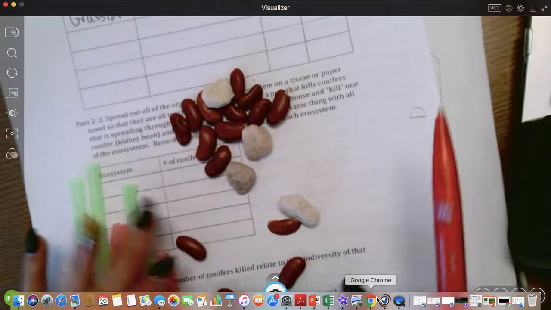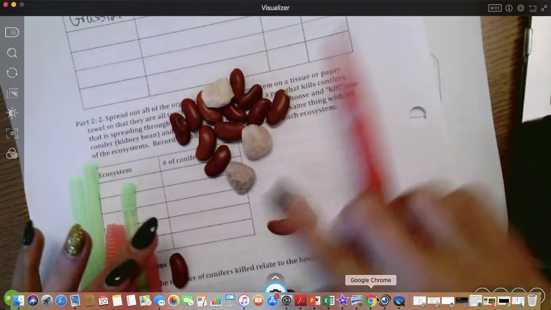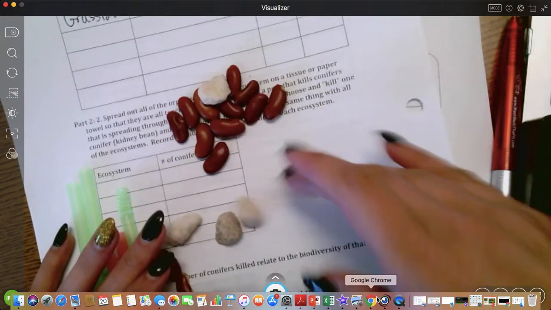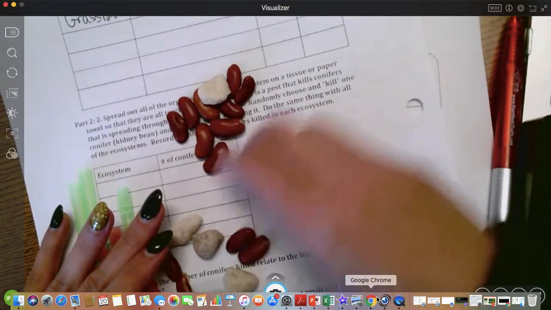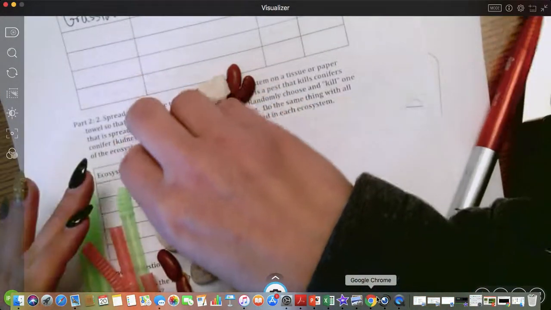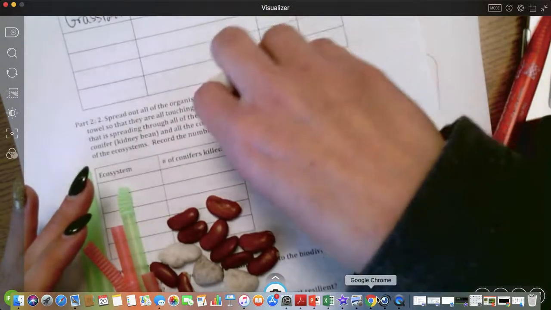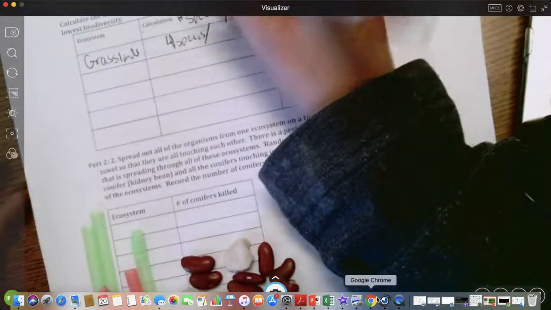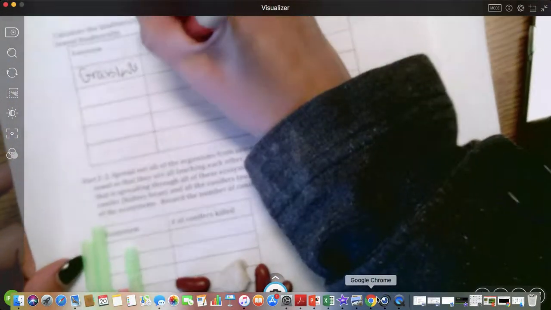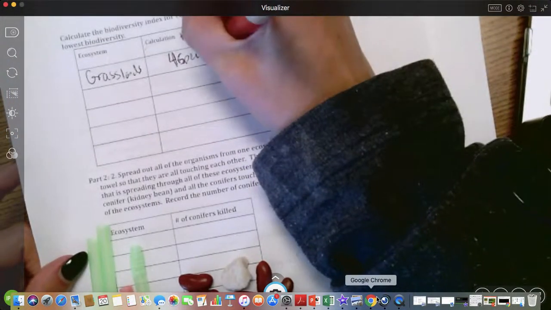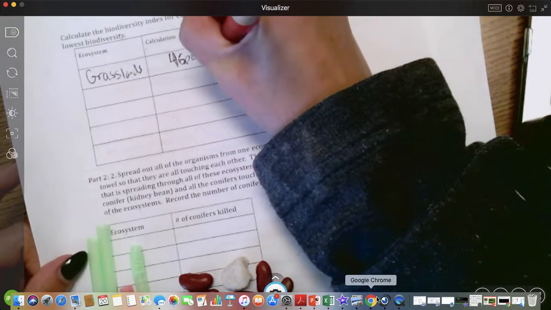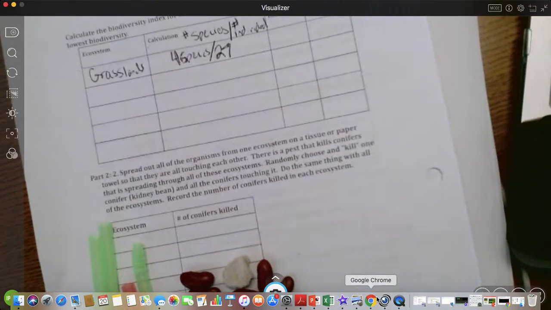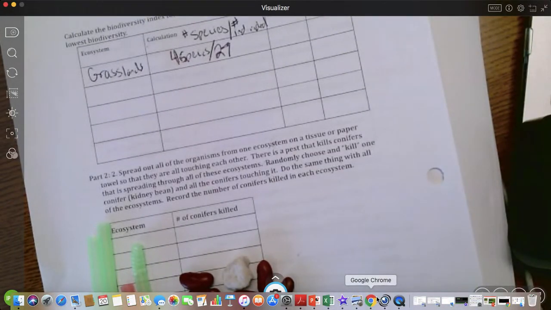And put those to the side. 8, 9, 10, 11, 12, 13. If you get half a bean, just count it as 1. 14, 15, 16, 17, 18, 19, 21, 23, 25, 27. So 27 individuals. Some of your neighbors' bags might be different. All these baggies are different, but the pattern should be the same for all of them. So that's 27 individuals divided amongst 4 species.